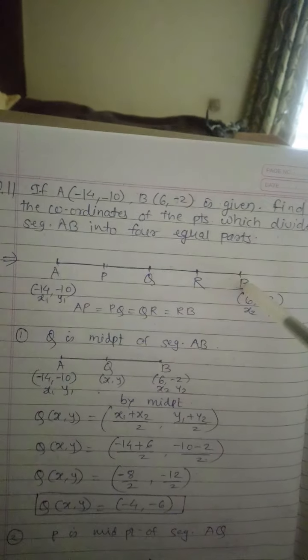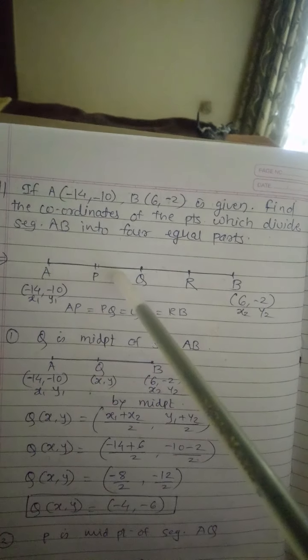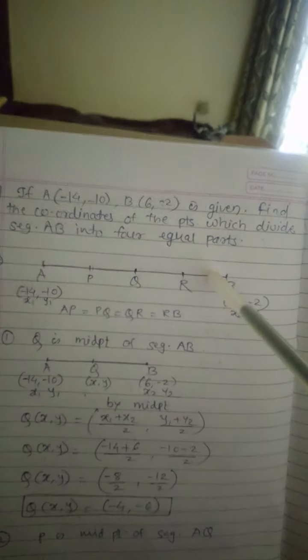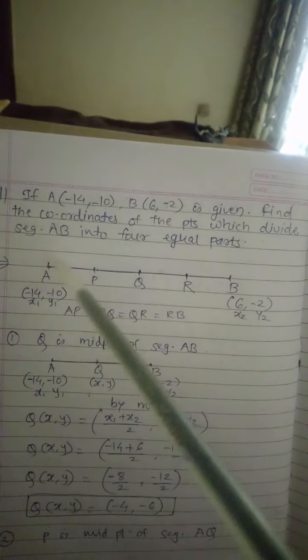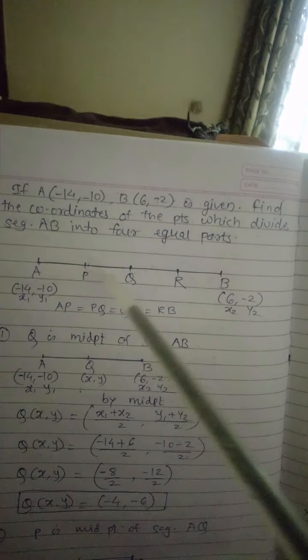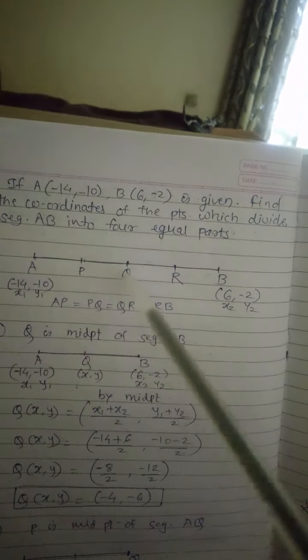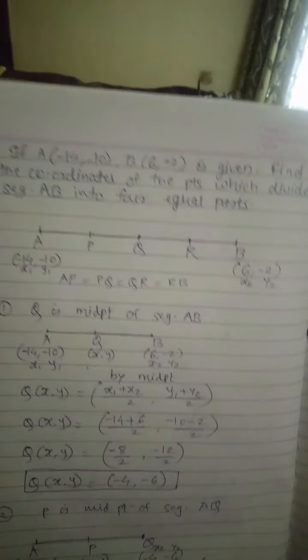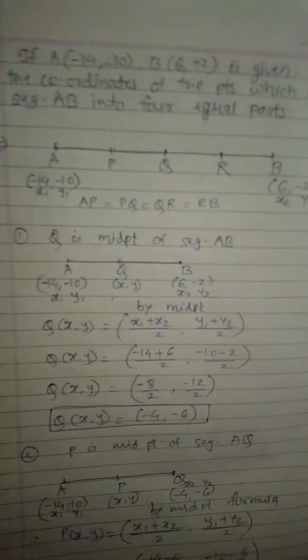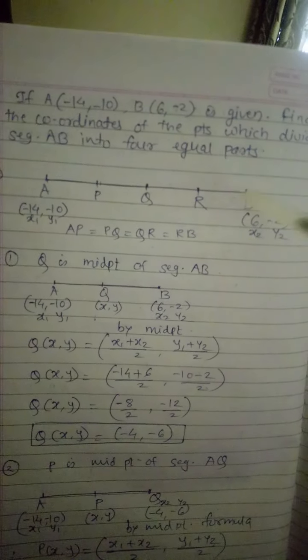So first we have to draw this segment AB, and now we have to divide it into 4 equal parts. So here is the first part, second part, third part, and fourth part. Since it is divided into 4 parts, here we require 3 points. So we take here P, Q and R, and we have to find out the coordinates of this P, Q and R. Now see the figure carefully. You see that AP is equal to PQ is equal to QR is equal to RB.